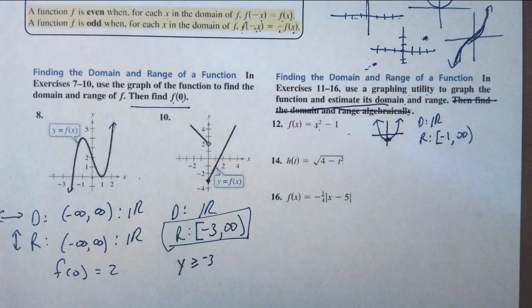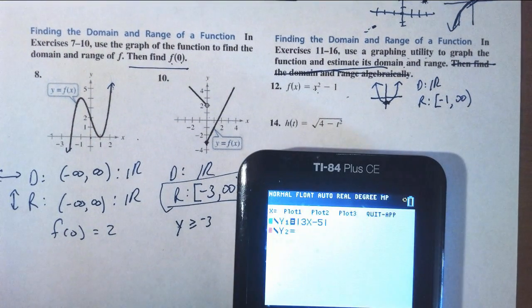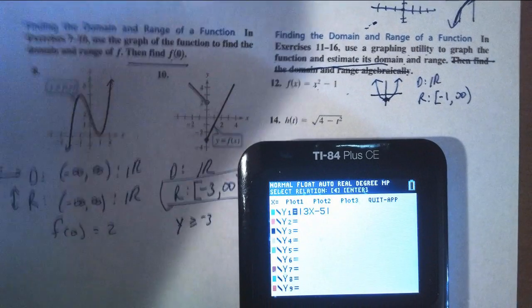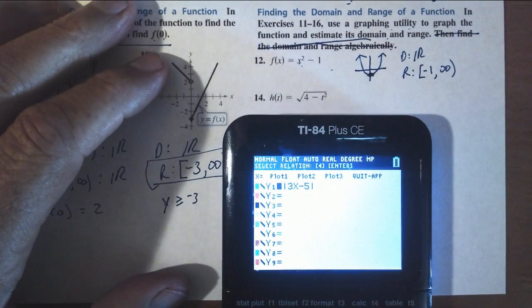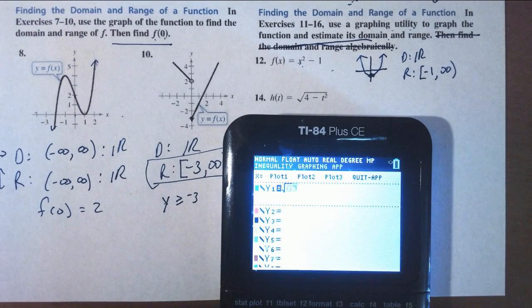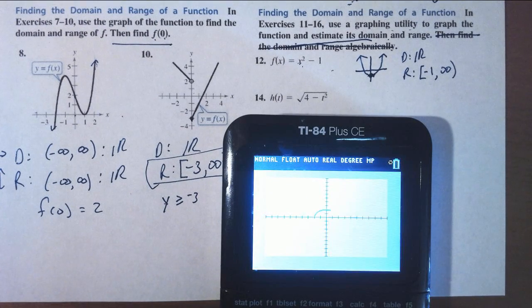Okay, so let's go ahead and take a look then on calculator. Clear this guy out. Let's take a look at this next function. So we've got square root of 4 minus x squared. And I'm going to zoom 6. That's standard. Hopefully we didn't just lose our image there.